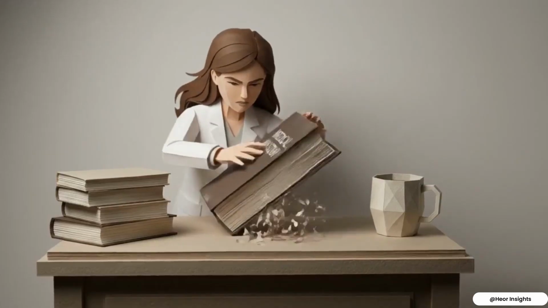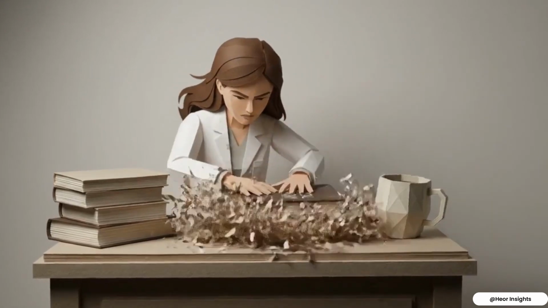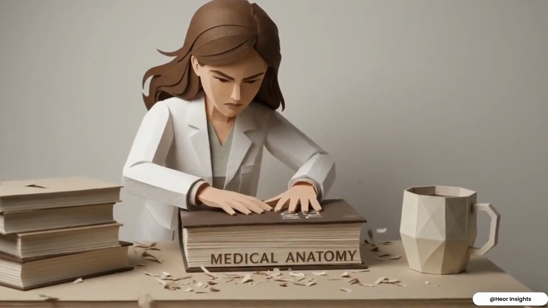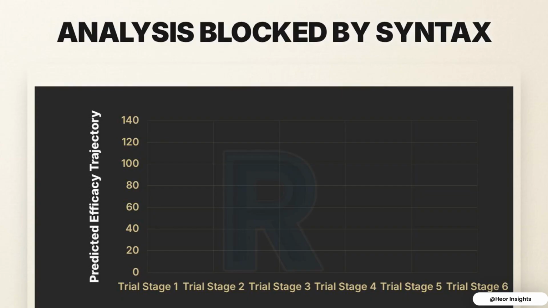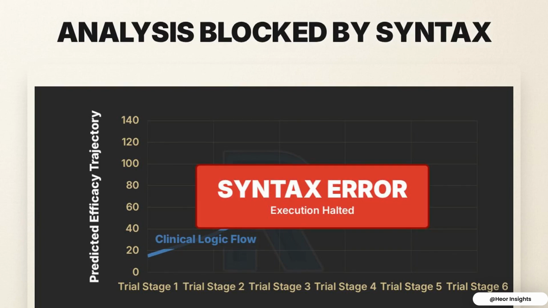It creates an exhausting paradox where your brilliant clinical logic is stopped dead in its tracks by the rigid, unforgiving syntax of a programming language. You know exactly what questions to ask of your data, yet you cannot get the software to yield the answers.